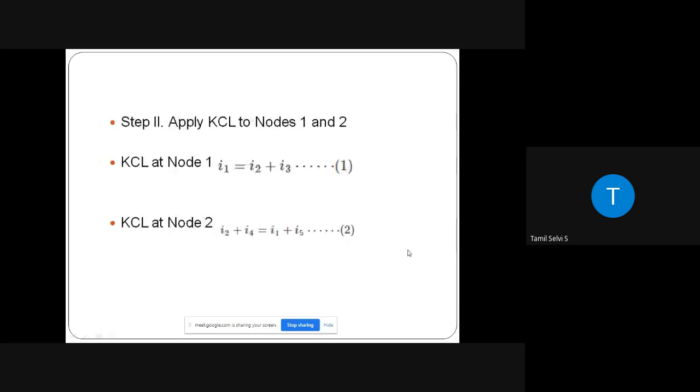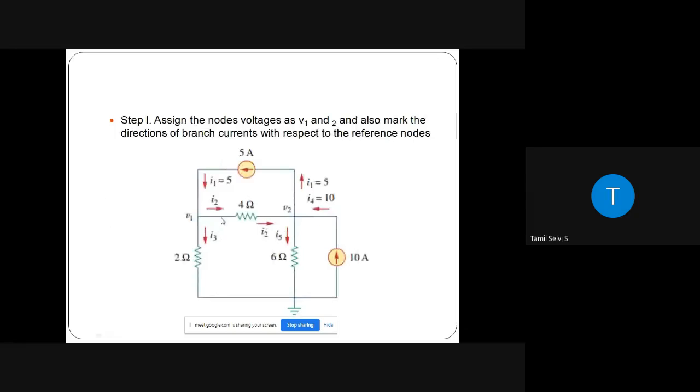So based on this equation, we're going to apply step 2. In step 2, we have to apply the KCL law at node 1 and node 2. See, this is node 1. In this node 1, you just apply the KCL law. In KCL law, the sum of the current flowing towards the junction is equal to the sum of the current flowing away from the junction.